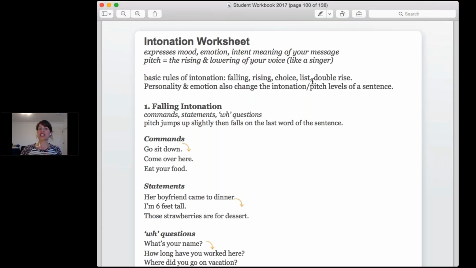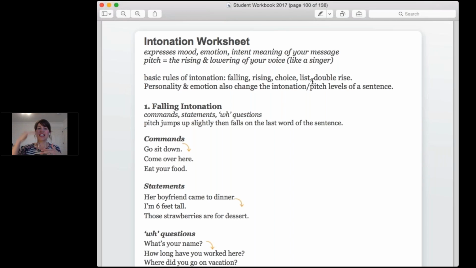So intonation is the rising or lowering of our voice. Intonation has to happen when you stress a word. In sentence stress, you can't do sentence stress without intonation. There's no way to do it. I break it apart to make sure that you understand the concepts, but really you have to use them together.